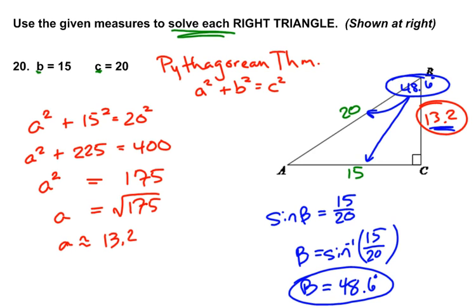Now, another rule that we know about triangles is that the sum of all three angles is 180 degrees. Well, we have two of them. We know that this is 90 degrees. We know that this is 48.6 degrees. So we can easily subtract those out and find our last angle to be 41.4 degrees. So the measure of angle A is 41.4, angle B is 48.6, side A is 13.2. I've identified all parts of this triangle, so we have solved the right triangle.